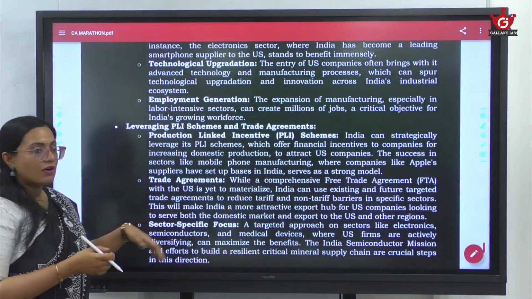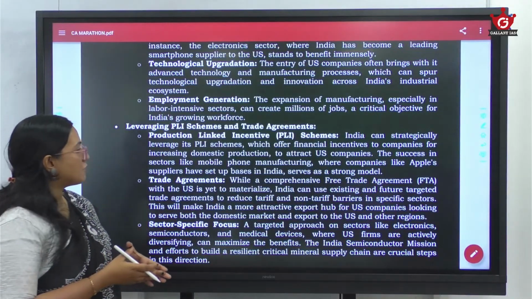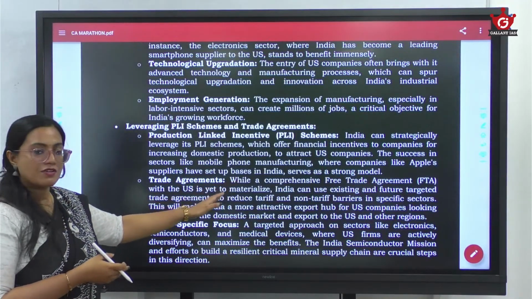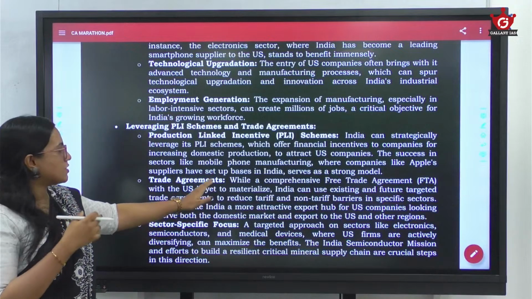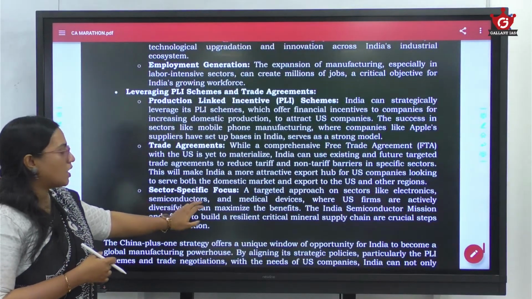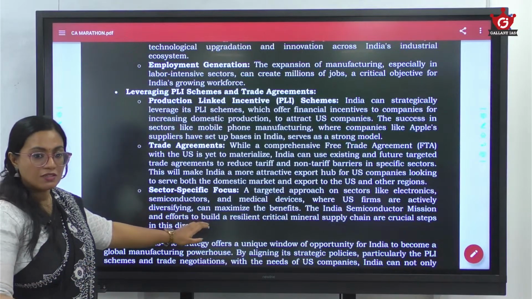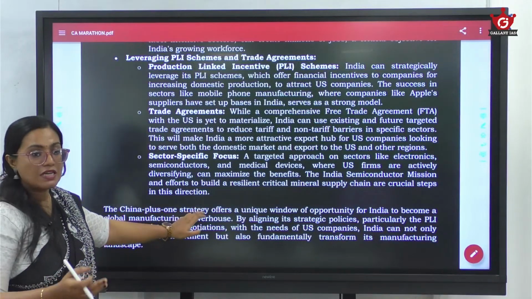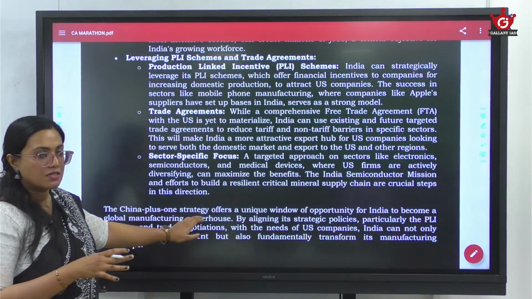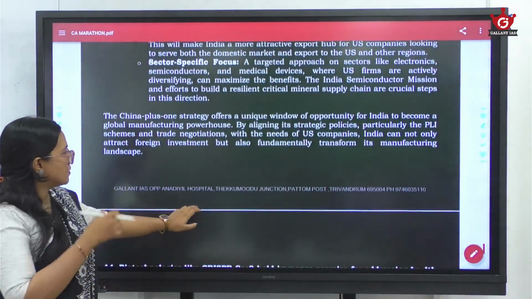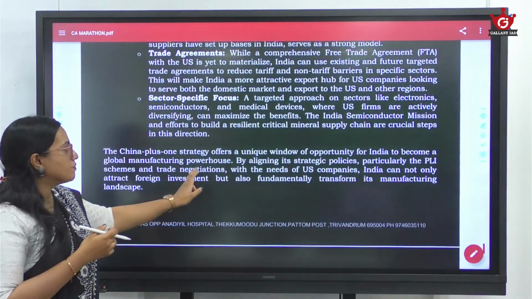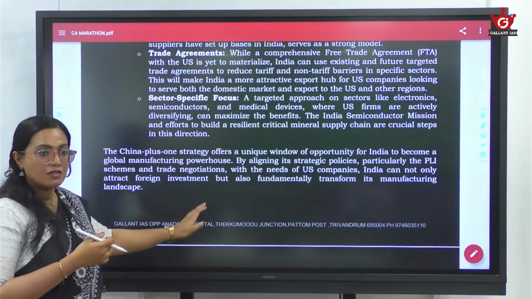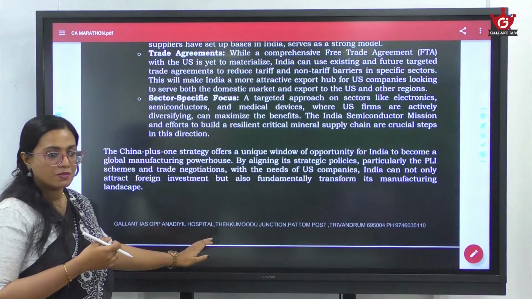Now, how is India leveraging the production linked schemes and trade agreements? One is India can strategically leverage this by offering financial interventions to the companies. Priority sector lending is there. Trade agreements: we are engaging in free trade agreements with the USA and other European countries. Sector specific focus: electronics, semiconductors, medical devices, and US firms are actively diversifying. So sector specific focus can also be given. So it is offering a unique window of opportunity to India to become a global manufacturing hub. You can also explain that a little more.